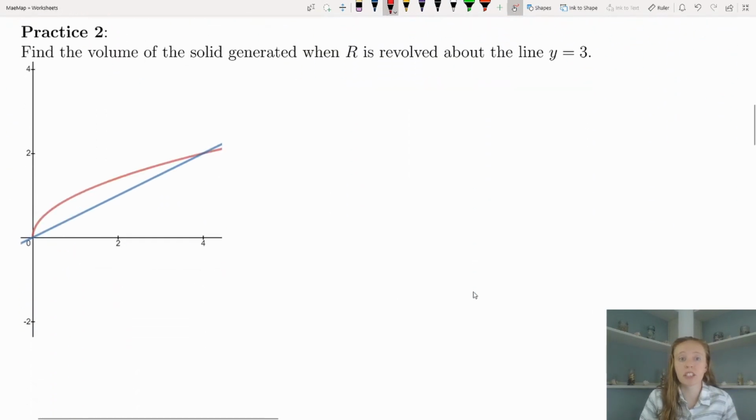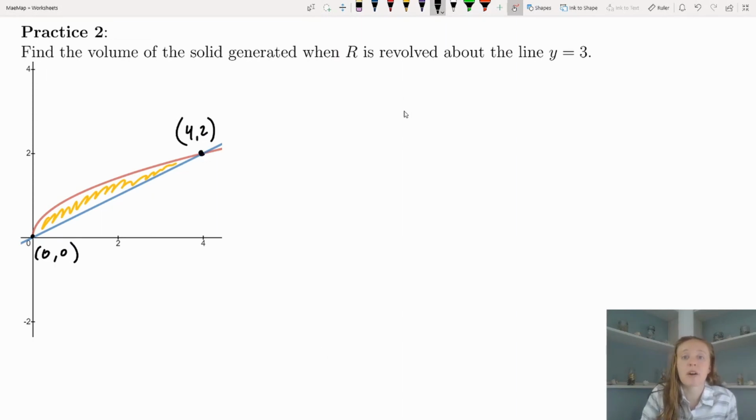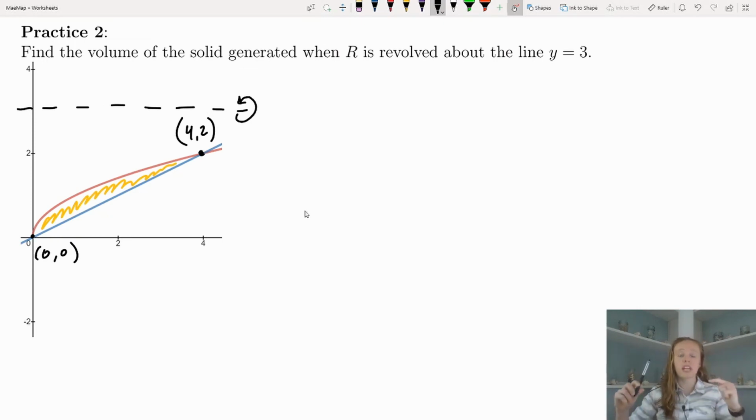Let's continue on to the next practice problem. We have that same exact region, so I'm just going to fill in what we already figured out. We're revolving this region, and we know the intersection points are 0, 0, and 4, 2. This time, however, we're revolving around the line y equals 3. So we're going to be up here. So if we're thinking about revolving this and we want to use the disk washer method, because that's all we know at this point, which way are we going to draw those rectangles? Well, not horizontally, because that's going to give us a shell or a cylinder when we rotate it. We want to draw our rectangles vertically so that we get that nice disk or washer.